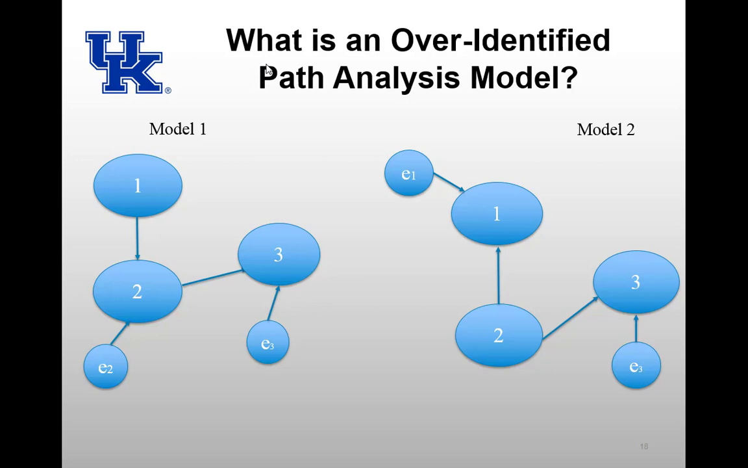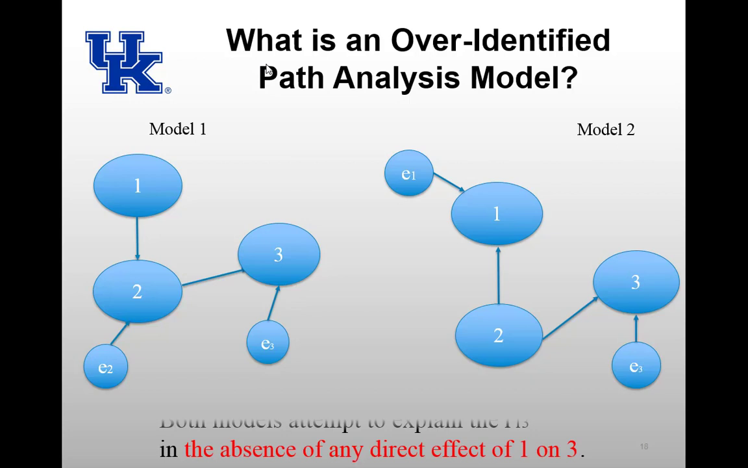How can you be sure these two variables have no covariance at all, zero correlation? That's ridiculous. So this is an over-identified path model. Both models attempt to explain the correlation between 1 and 3 in the absence of any direct effects.